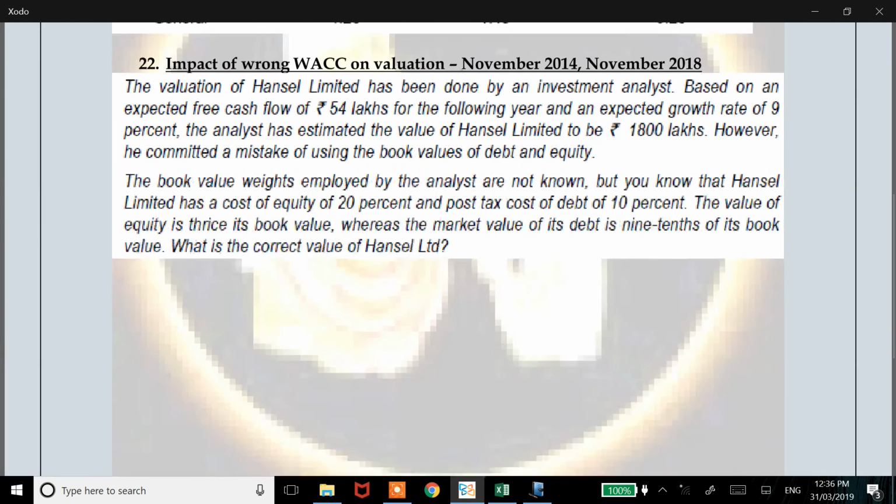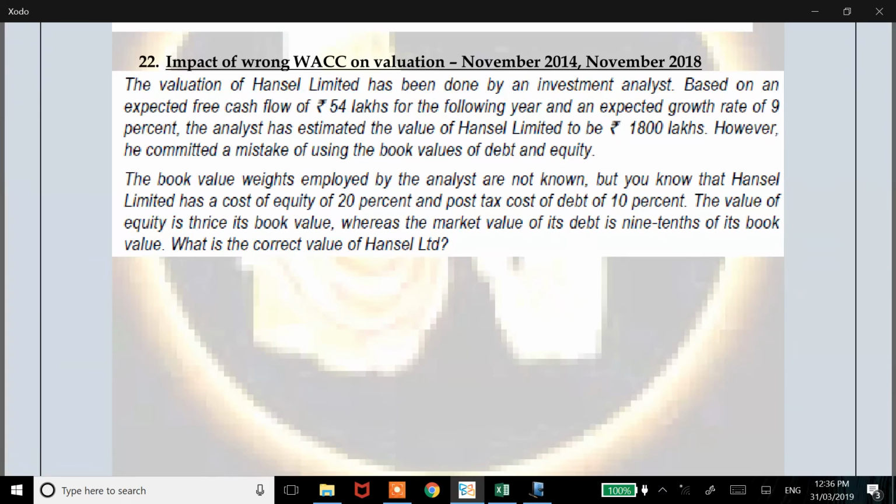Let's do one problem on wrong WACC. Okay, let's do this question 22. Go through this question. Go through question 22.